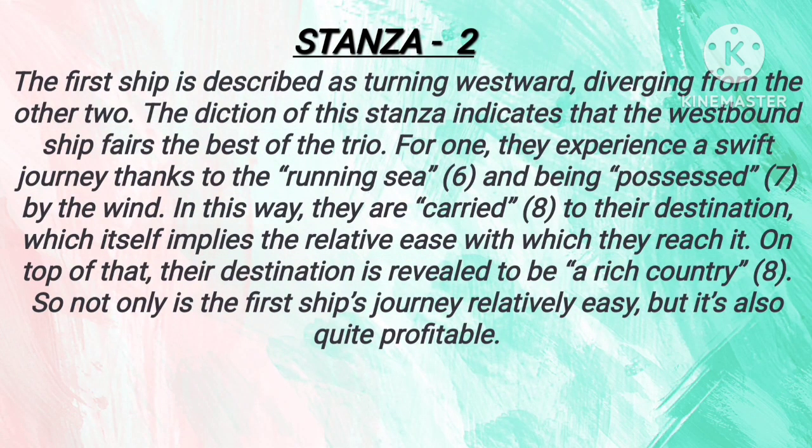In this slide, we will read the second stanza. In the second stanza, the first ship is described as turning westward, diverging from the other 2. The diction of this stanza indicates that the westbound ship fares the best of the trio. For one, they experience a swift journey thanks to the running sea and being possessed by the wind. In this way, they are carried to their destination, which itself implies the relative ease with which they reach it. On top of that, their destination is revealed to be a rich country. So not only is the first ship's journey relatively easy, but it is also quite profitable.